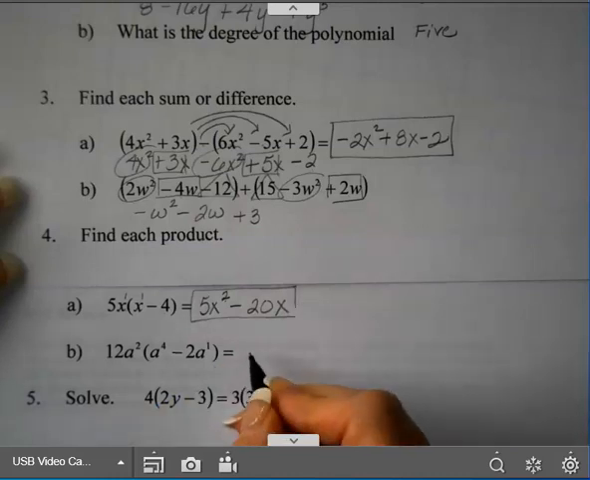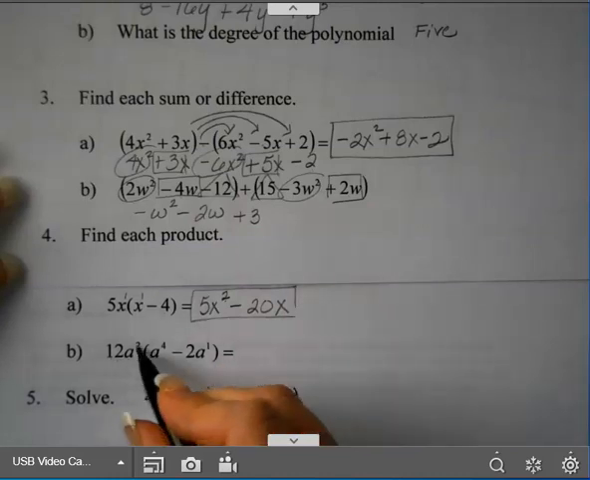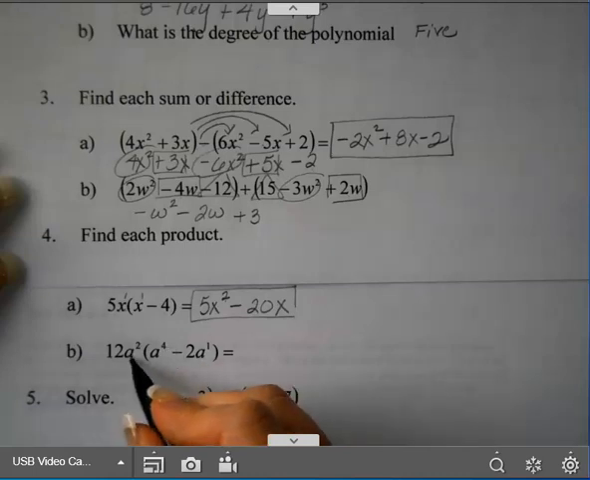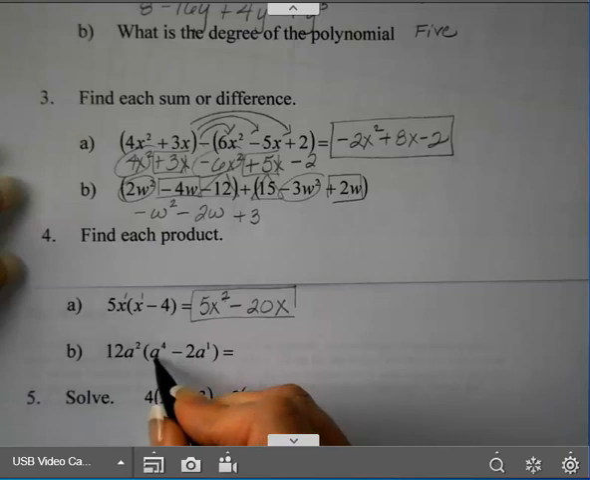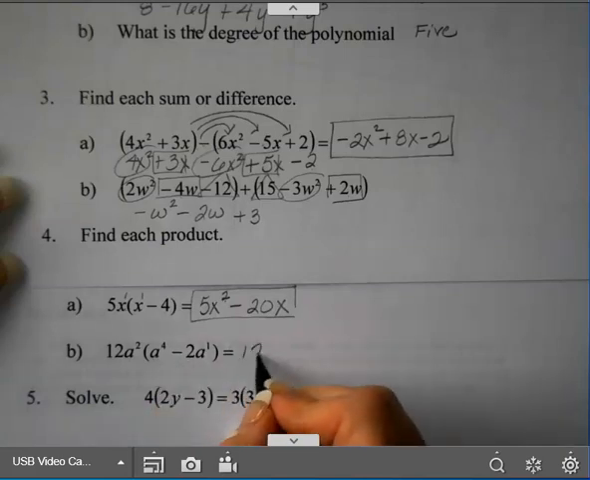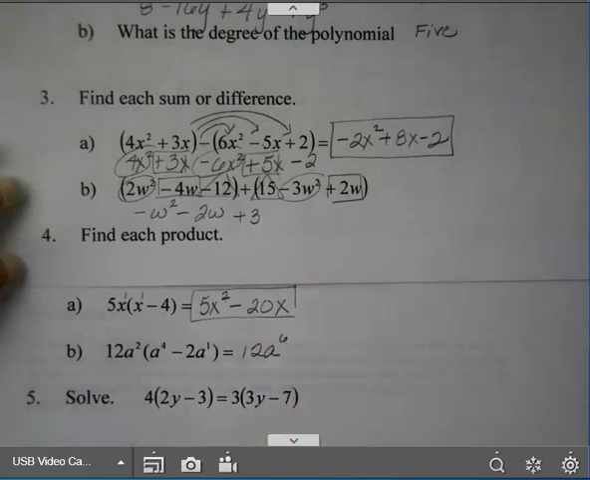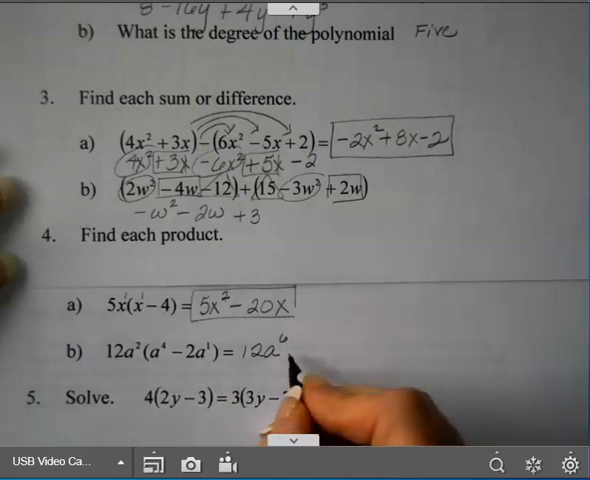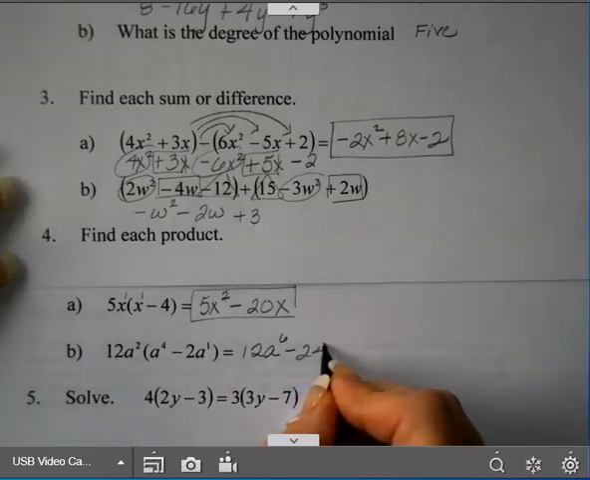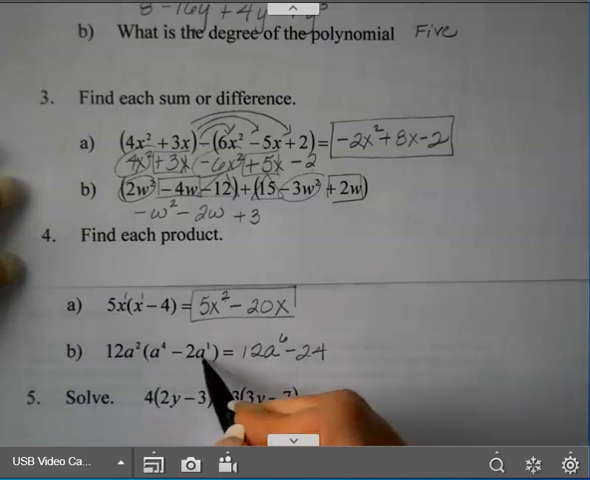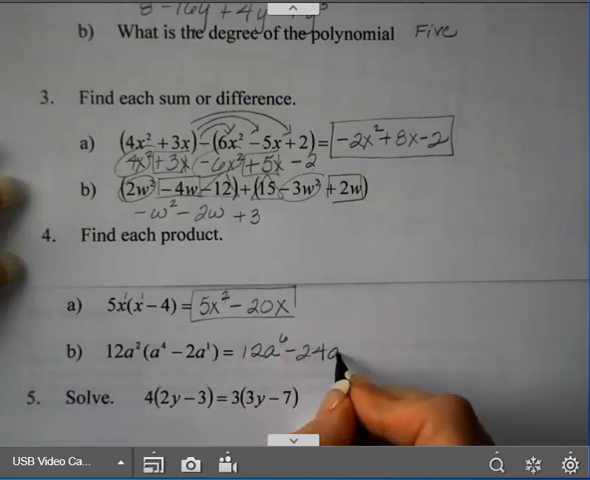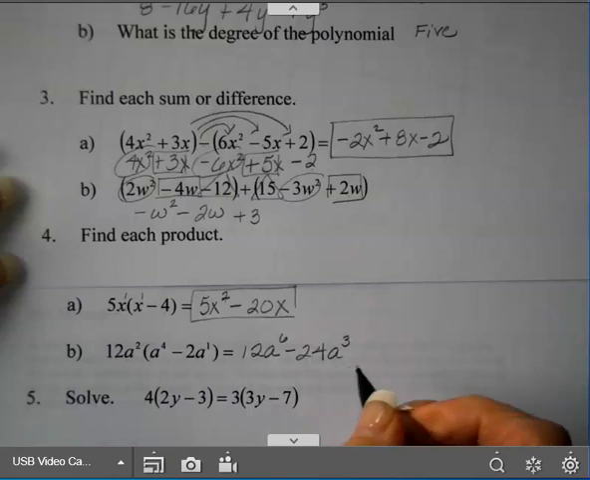For 4b, 12a squared times a to the fourth, I have 2a's multiplied together here, and I have 4a's multiplied together here. So I have a total of 6a's multiplied together. So that's a to the sixth. You add your exponents. 12 times negative 2 gives you negative 24. A squared times a to the first gives me a to the third. I have a times a times a.